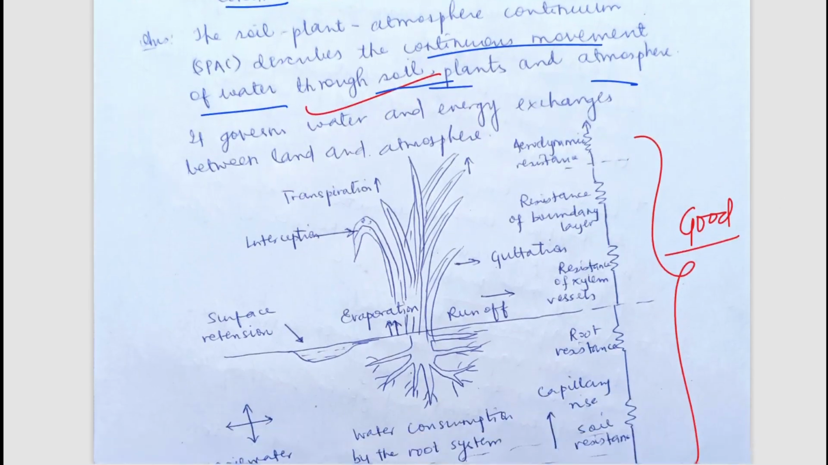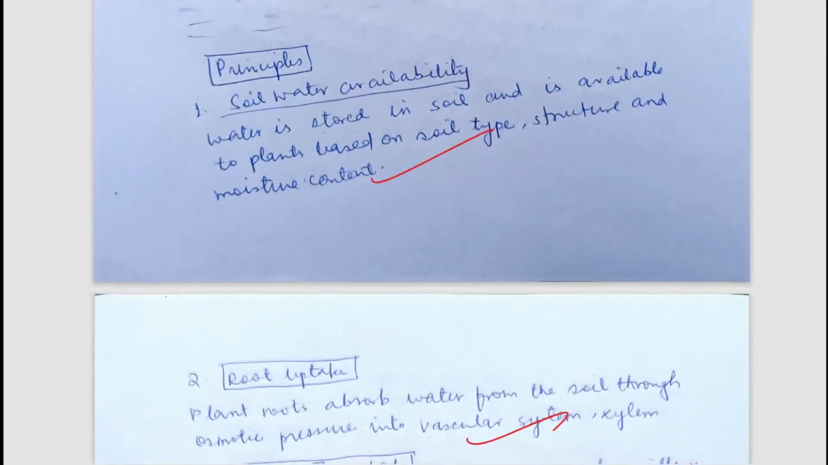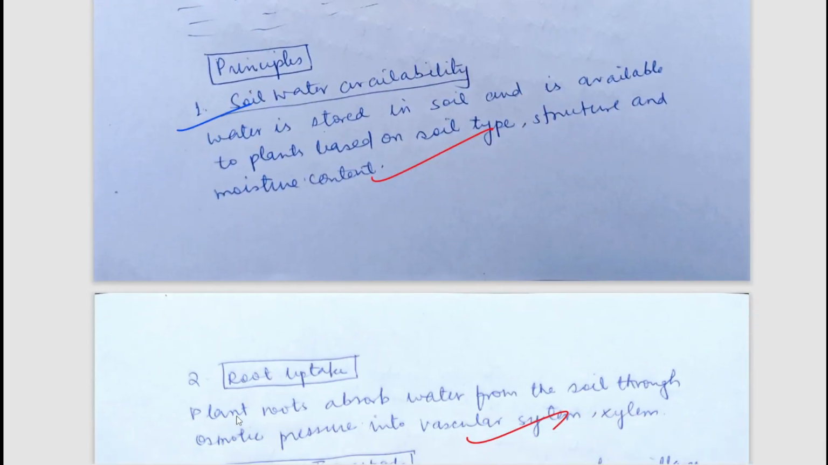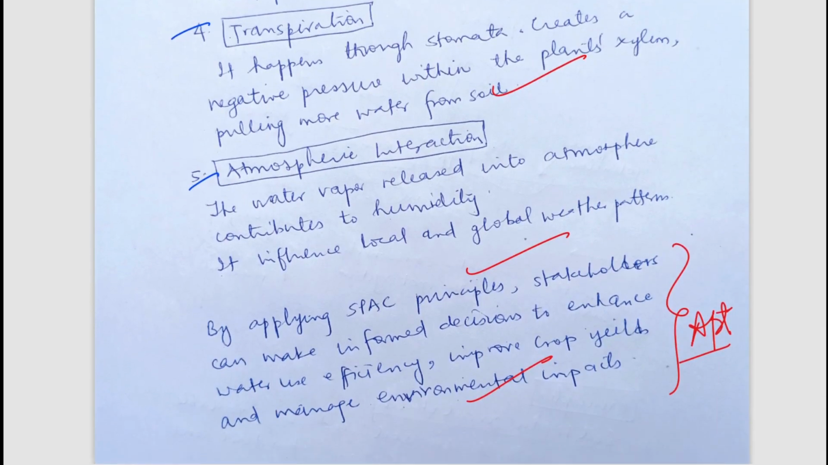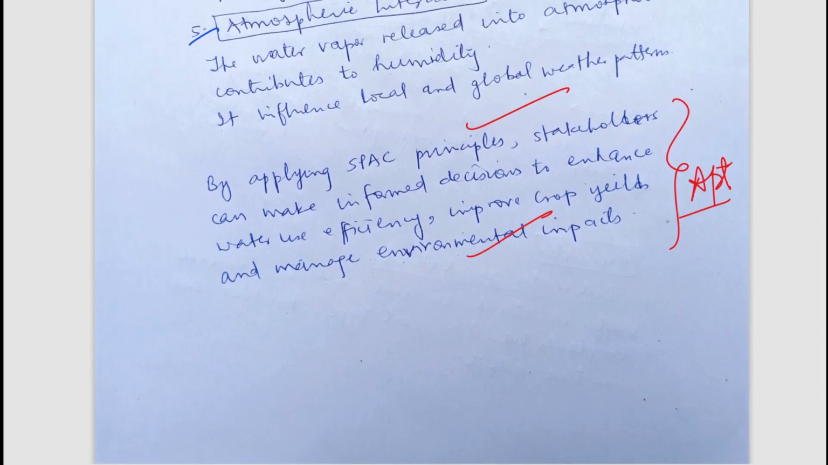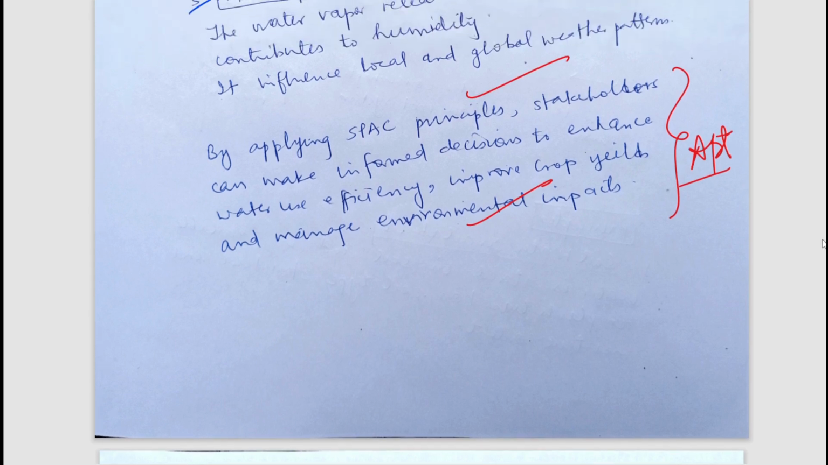Okay, and you can see how the student has very nicely explained it using a diagram. When you make such clear diagrams, it just enhances your answers. Principles have been mentioned, that is soil water availability, root uptake, xylem transport, transpiration, atmospheric interaction. So these are some of the principles which have been mentioned, and it is again appropriately concluded. So it is a very well written answer, and I hope you read all the questions, and that will be very helpful in your answer writing journey, because analyzing answer copies and good answer copies helps you to understand your answer writing level, and you also get ideas on how to improve your answers.